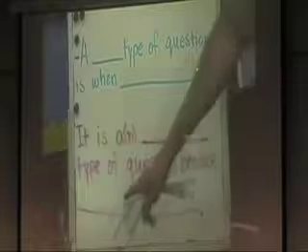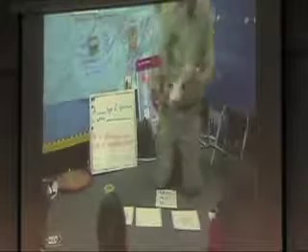And we're going to use this linguistic pattern. Let's read it together. It is a blank type of question because blank. So you're going to tell us where it fits in, and you're going to tell us what we have to do. All right? Read it to yourself while you're waiting for your turn.